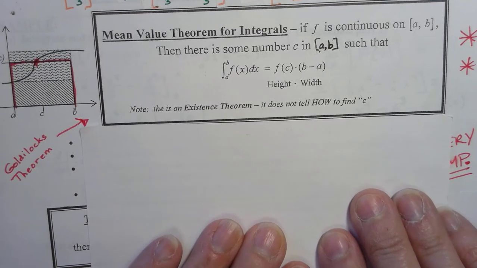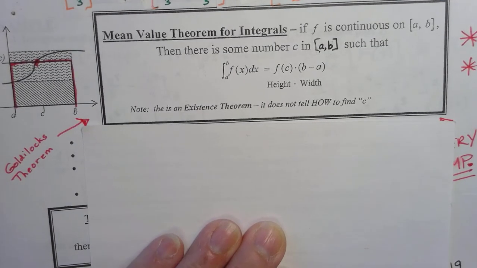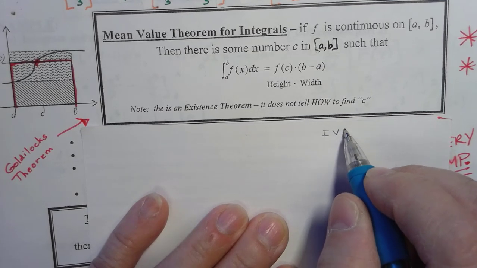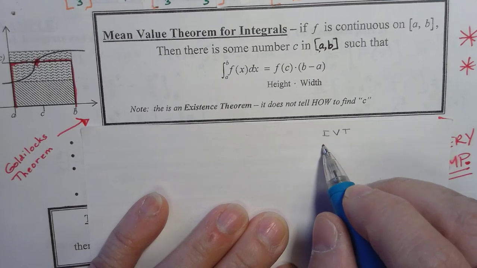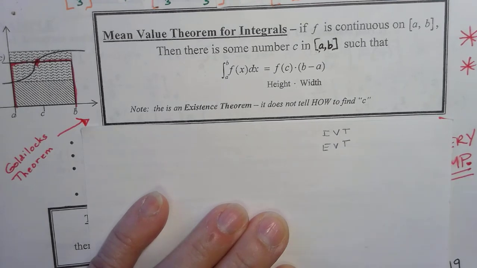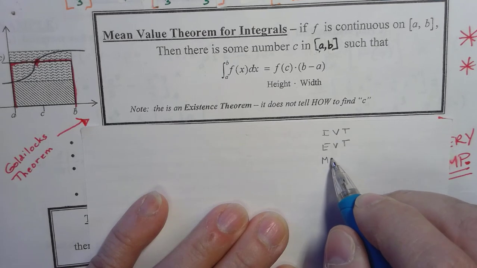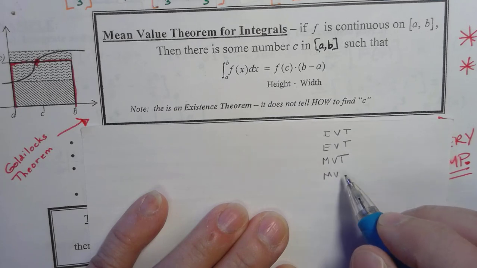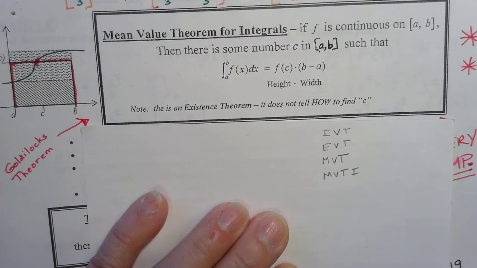Now we come to our fourth existence theorem. What existence theorems have we had? We have had the intermediate value theorem. We have had the extreme value theorem. We have had the mean value theorem. And now we get the mean value theorem for integrals. An existence theorem, a theorem that tells you something exists. It does not tell you how to find it, but it says if you satisfy these conditions, then here's what you can do.